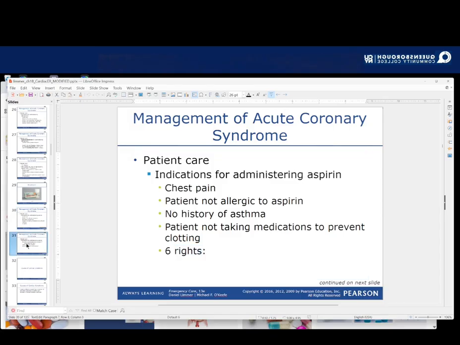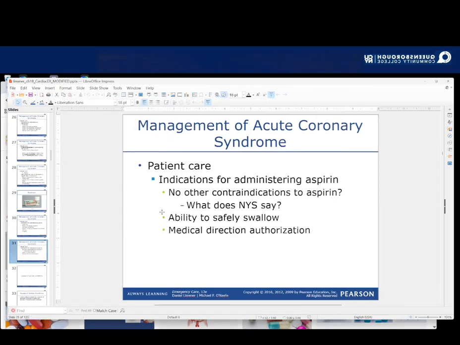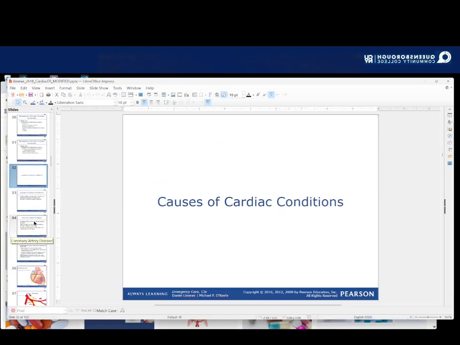What are the 6 rights? Go back to your notes on pharmacology. So we just looked up what New York State says. Those were the 3 medications: oxygen, nitroglycerin, and aspirin.